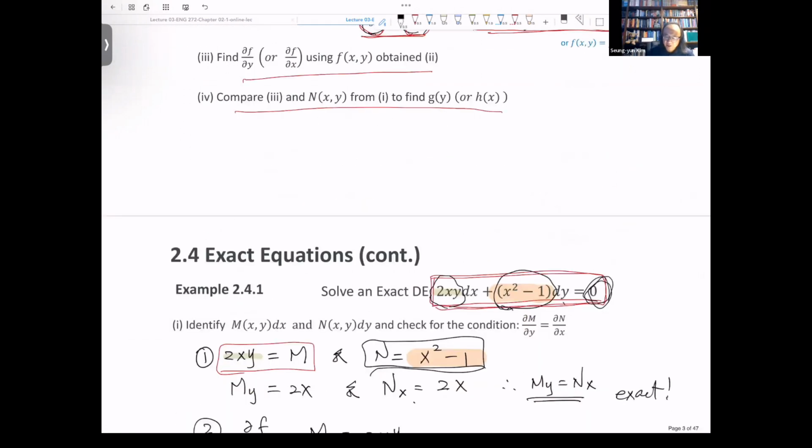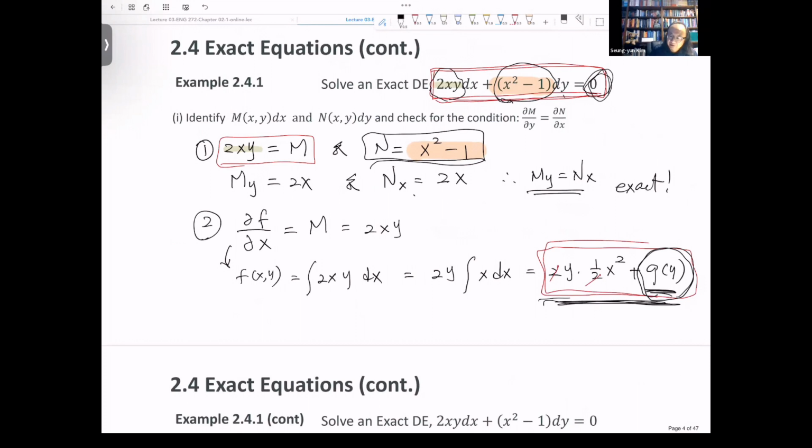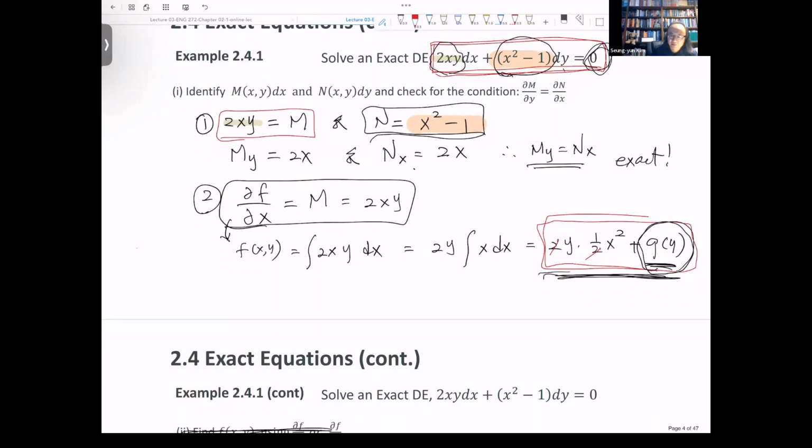So for example, instead of doing this, we can do the other way. I'm not trying to confuse you, okay? So we'll stick to this method, but there is a way to use partial f partial y equals N. N is what? x squared minus 1. f of x, y is the integral of x squared minus 1, this time with respect to dy.